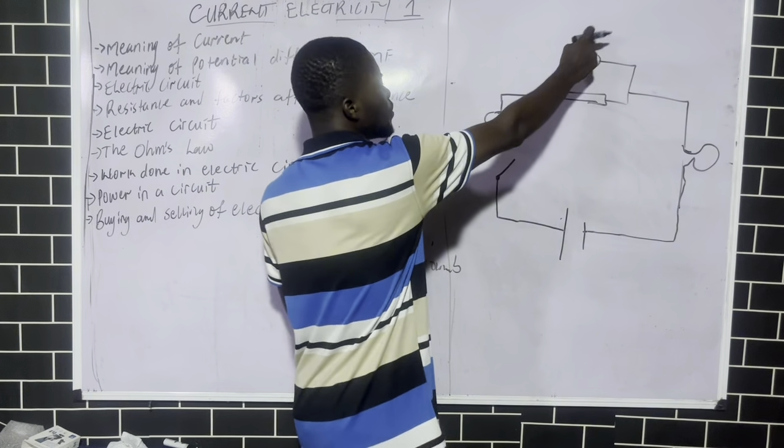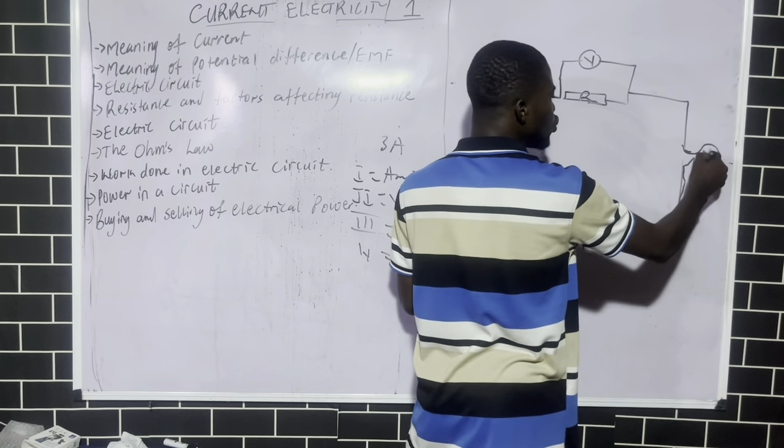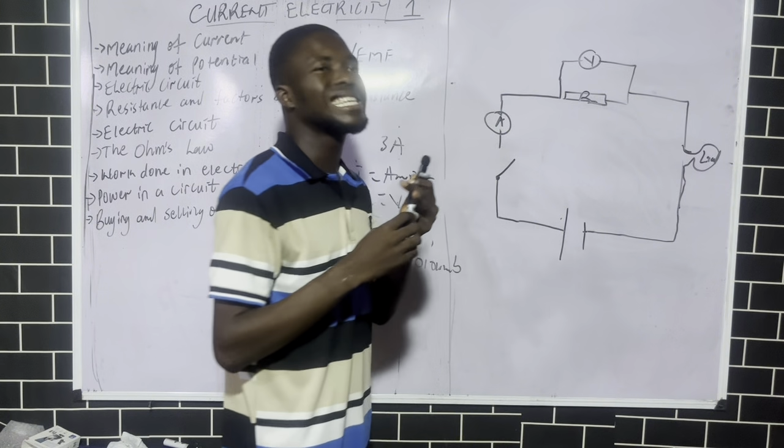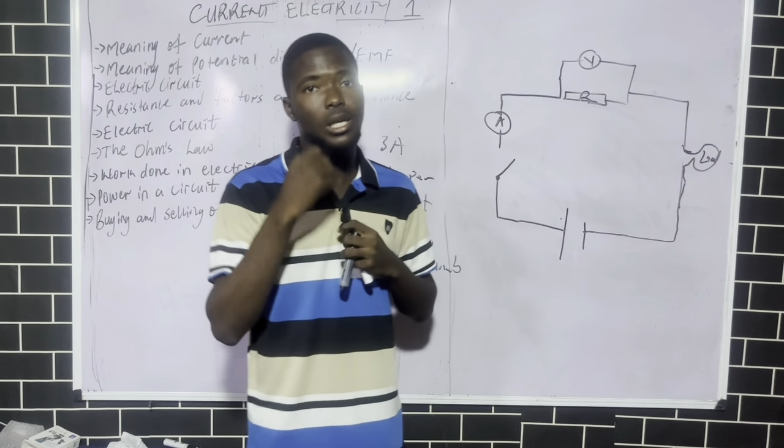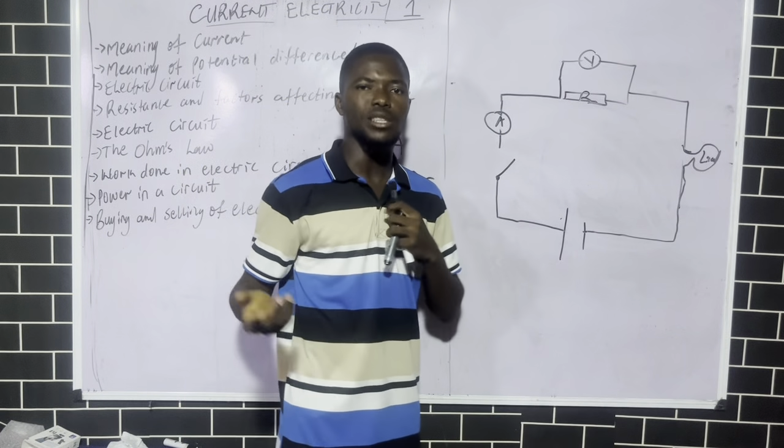Ammeter measures current. Voltmeter. This is a resistor. This is a load. Load means the thing that the current wants to power. If you turn on your generator, why do you turn it on? To give light into your house, right? The light is the load.